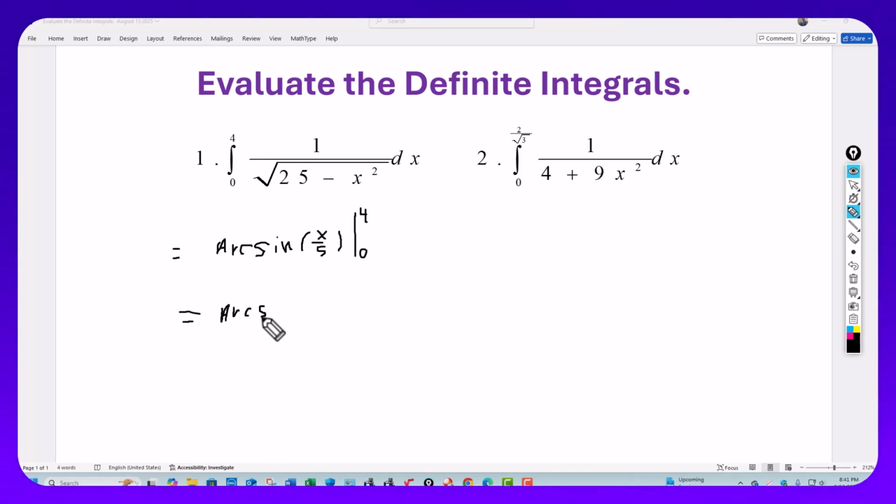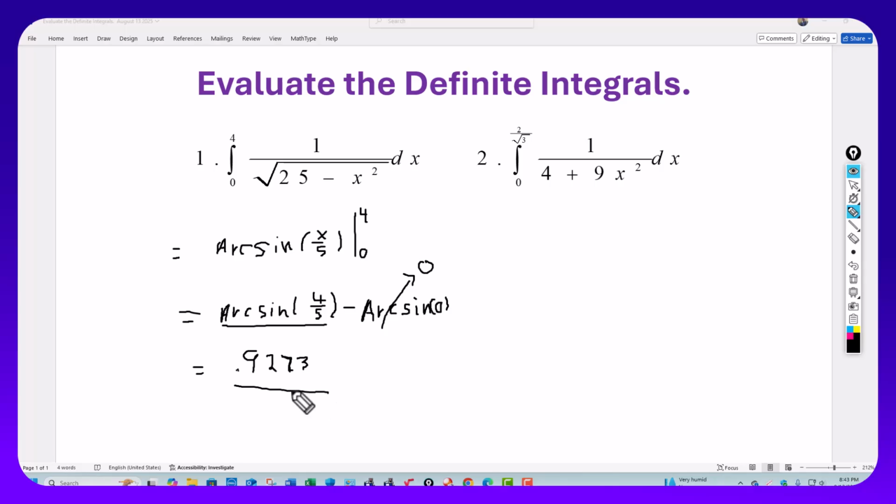So this is just arcsine. Plug in the upper limit, 4, so it'd be 4 over 5, so 4/5, minus the value at the lower limit, so that'd be arcsine of 0. 0 over 5 gives me 0, and the arcsine of 0 is 0. This is actually the exact answer. But if you use your calculator, set your calculator to radians. Arcsine of 4/5 will give you the decimal 0.9273 to 4 decimal places. That's all you need to do for this one.